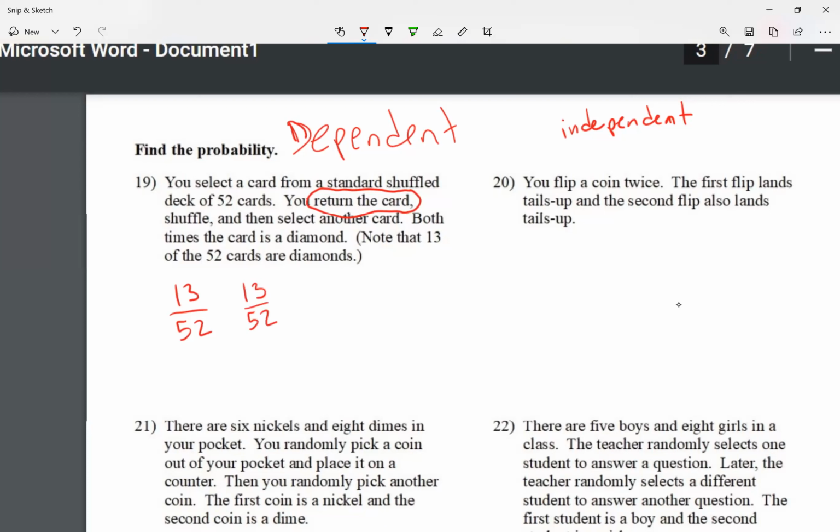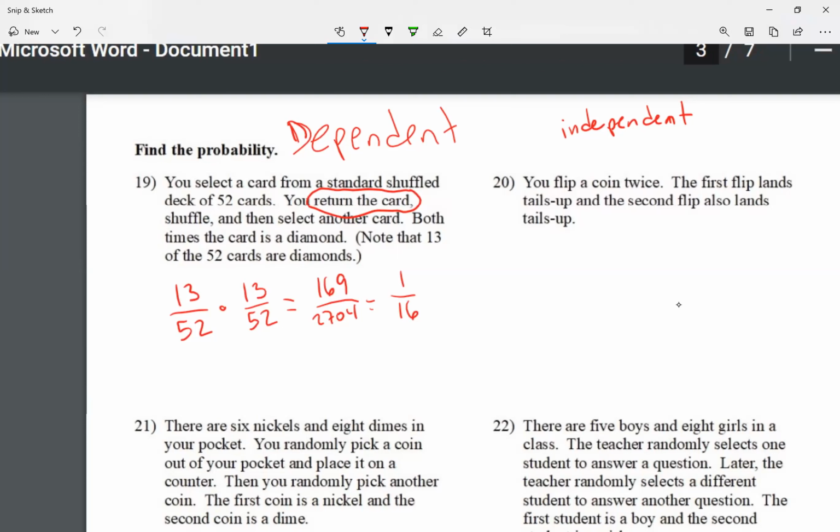Now, let me just multiply this out. We can multiply it. I know multiplication, we can just multiply across. 13 times 13, use a calculator if you need to. That's 169. 52 times 52 at the bottom, that is 2,704. When I simplify this, let me divide each by 169. When I simplify this, it is 1 over 16.